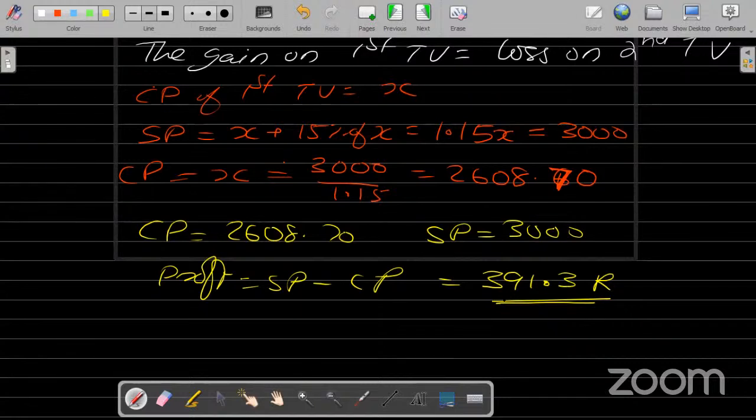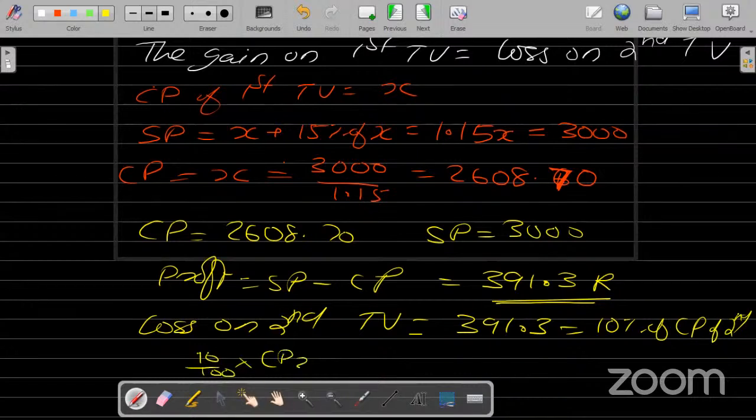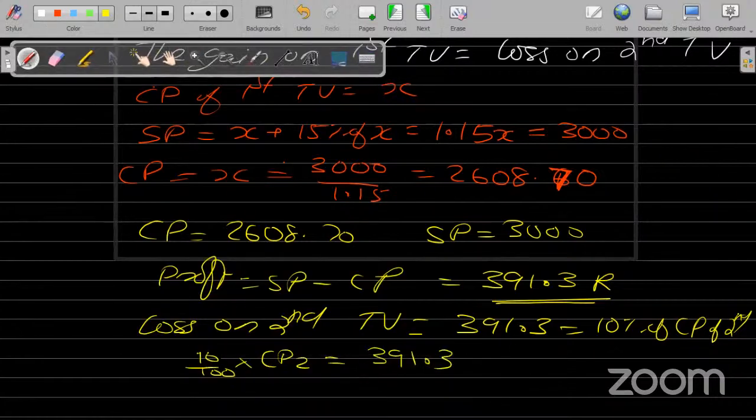And it is given that the loss on the second TV is equal to profit on the first TV. Profit on first TV is 391.3, so loss on second TV is 391.3. And it is given that that is 10% of cost price of second. So 10 by 100 into cost price of second equals 391.3. That gives you cost price of second TV equals 3913 rupees.